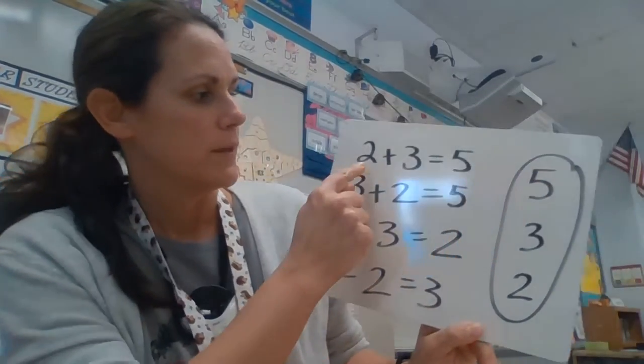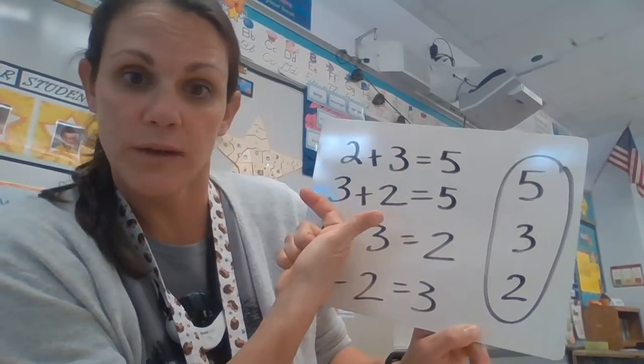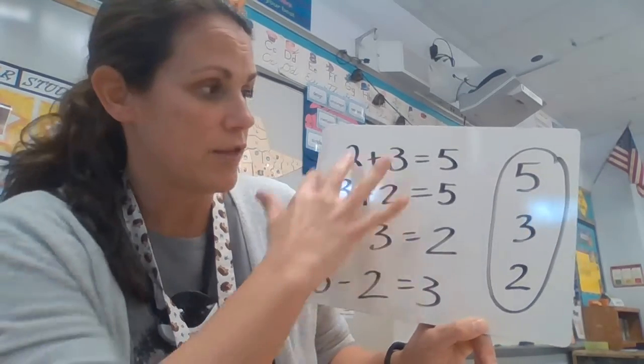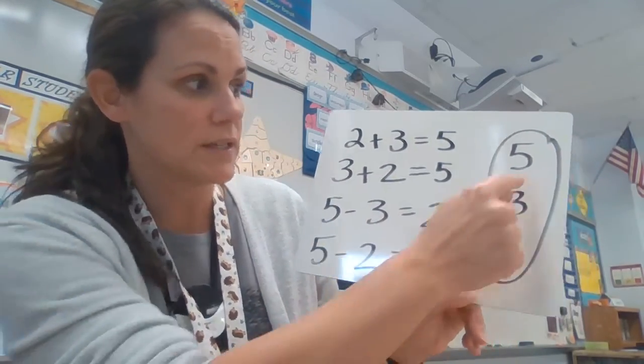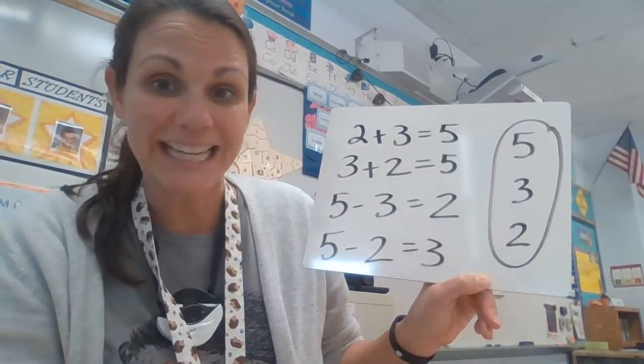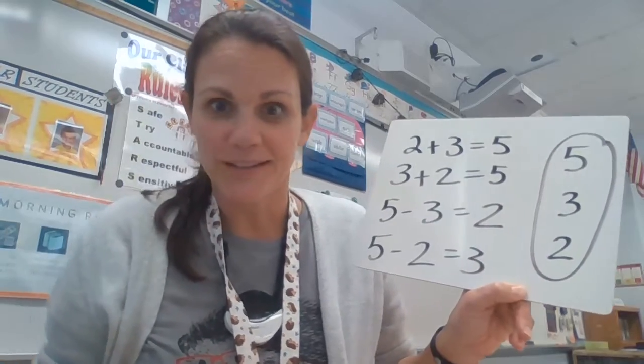When you have 2 plus 3 equals 5, well, that's related to just switching the numbers around. 3 plus 2 equals 5. And then those are also related to 5 minus 3 and 5 minus 2, because all of these facts in the fact family are using the numbers 5, 3, and 2. Do you remember that? Well, guess what?